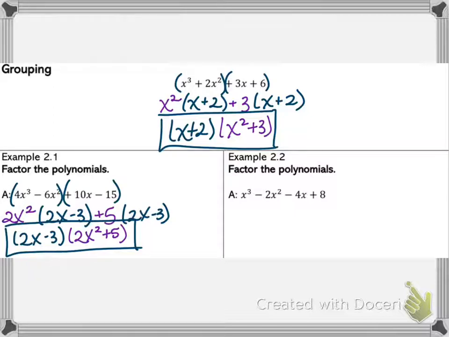And really fast, what if they don't look like they're going to be equal to each other? So in example 2.2a, we're going to start off by separating it. The GCF of the first half is going to be x squared again. That'll give us x minus 2.